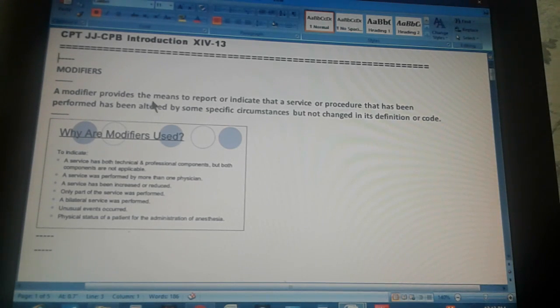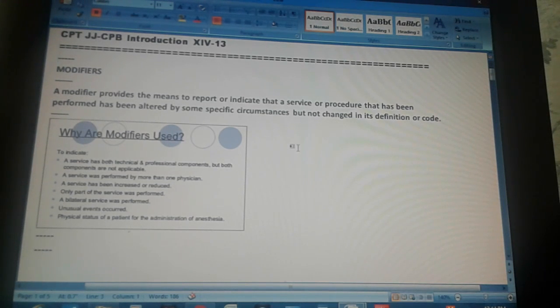A modifier provides the means to report or indicate that a service or procedure that has been performed has been altered by some specific circumstances, but not changed in its definition or code. So you use a modifier to say that there's been a little change in the procedure. Not a big one that changes the whole procedure, but just a little details on the procedure. That's what you use modifiers for.